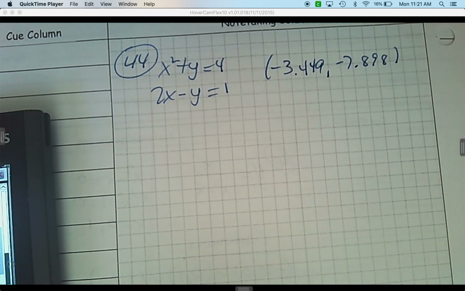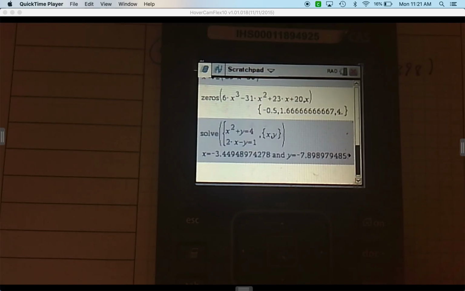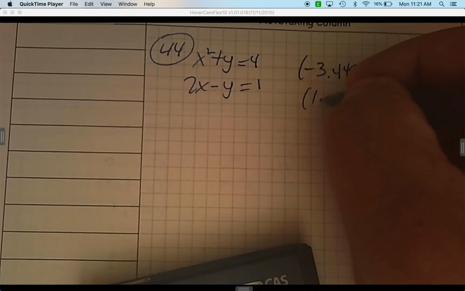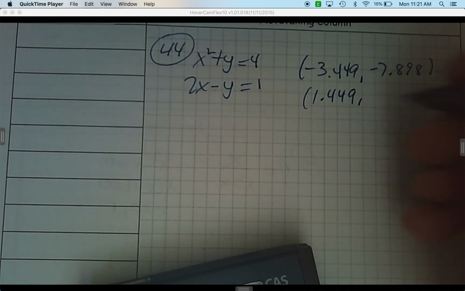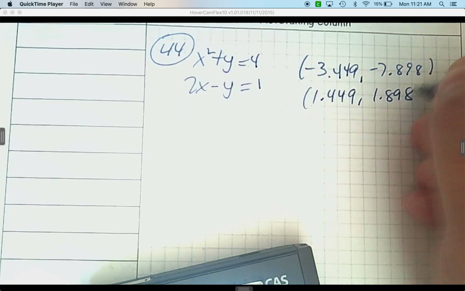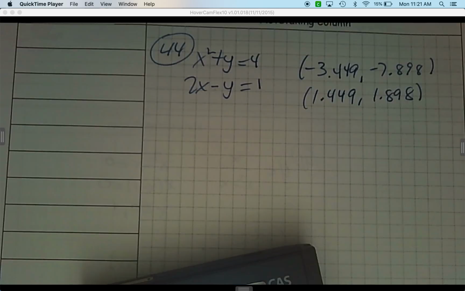Done. So there's 1. Now you might think that's it. But notice there's a little arrow there. If I highlight up here, see there's a little black arrow to the right? I can move it to the right and get the other answer. So I moved it to the right. There's a second point of intersection at 1.449 and 1.898. So that's using this calculator.